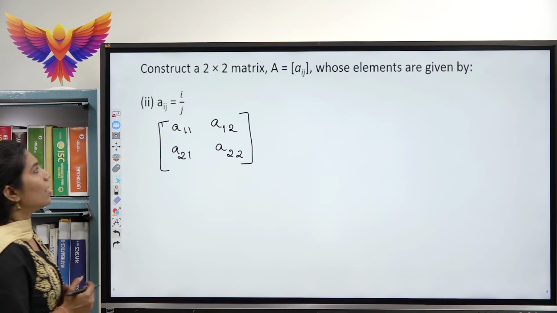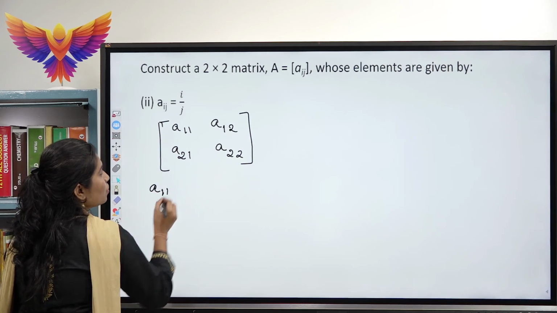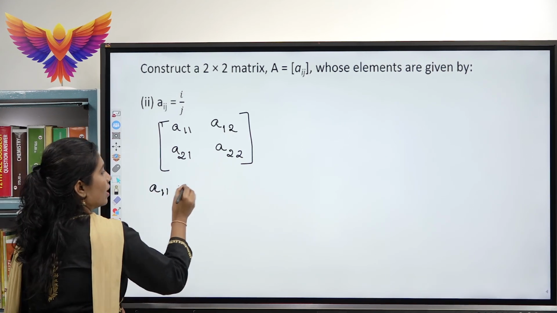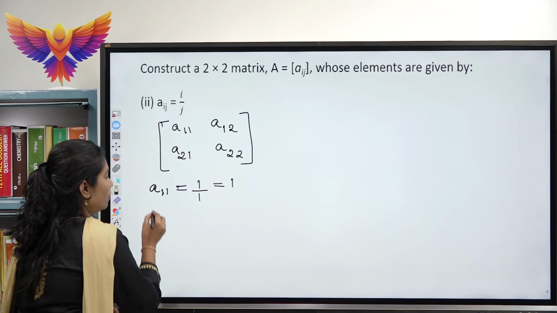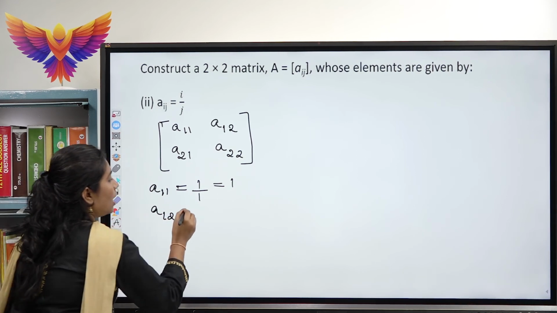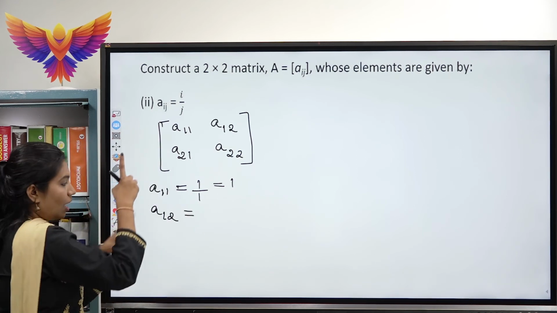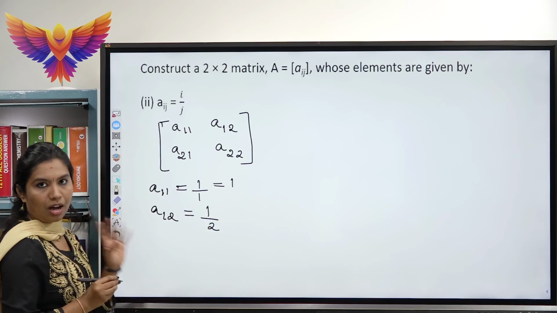So coming to this, A11. Here i is 1 and j is also 1. So I can write it as 1 over 1, which is nothing but 1 itself. A12, that is the first row and second element. I is 1, j is 2 here. So 1 over 2, which is nothing but half.